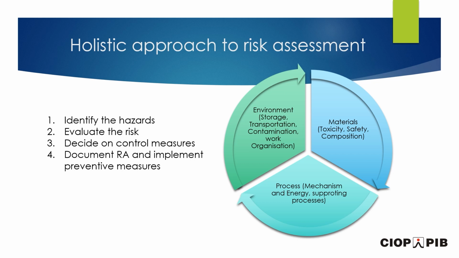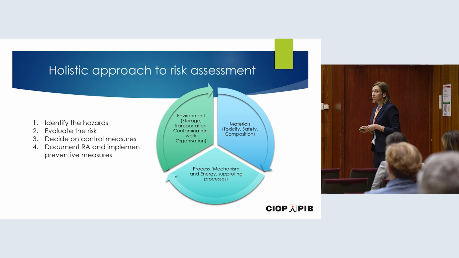That means the materials that are used as a feedstock, raw materials, of which we need to consider their toxicity, their safety, and the composition. So one more thing is the environment, because it is not only the working organization, the location of the printer, the ventilation system which is applied in the place where the things are printed, but this is also the storage and the transportation of, for example, materials.